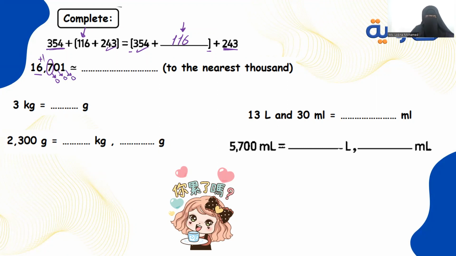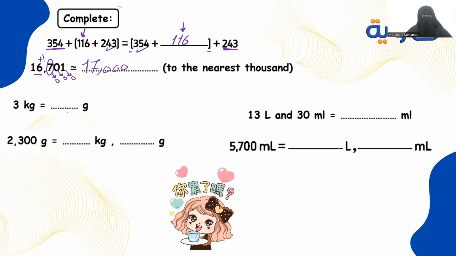So our number is gonna be what after rounding? Gonna be 17,000. Okay. Now let's move to the next question. 3 kilogram equals how many gram? Did you remember how to convert from one unit to another?